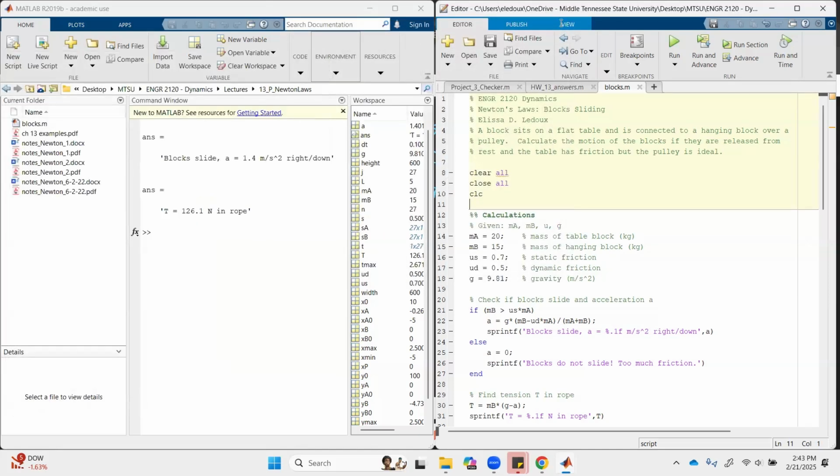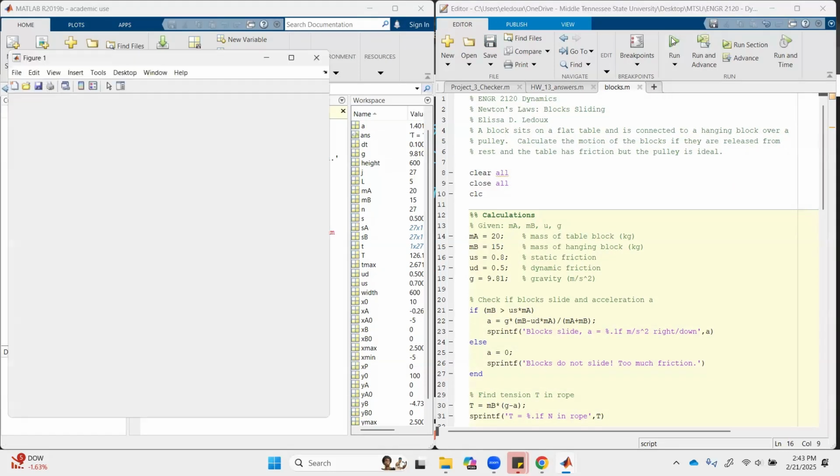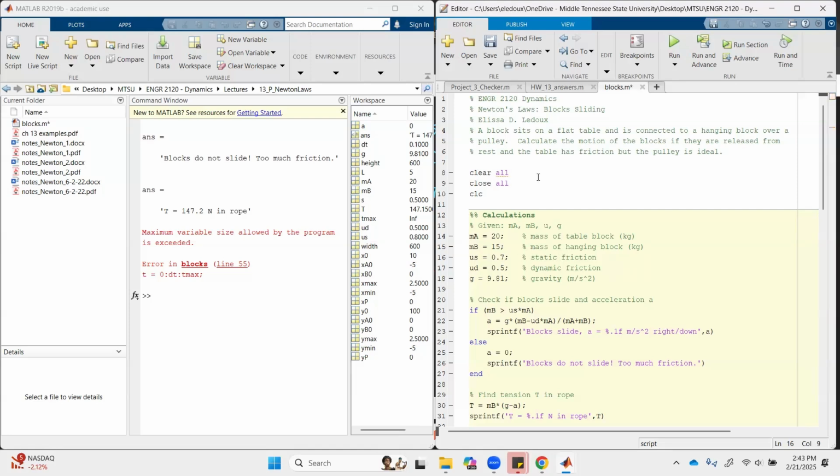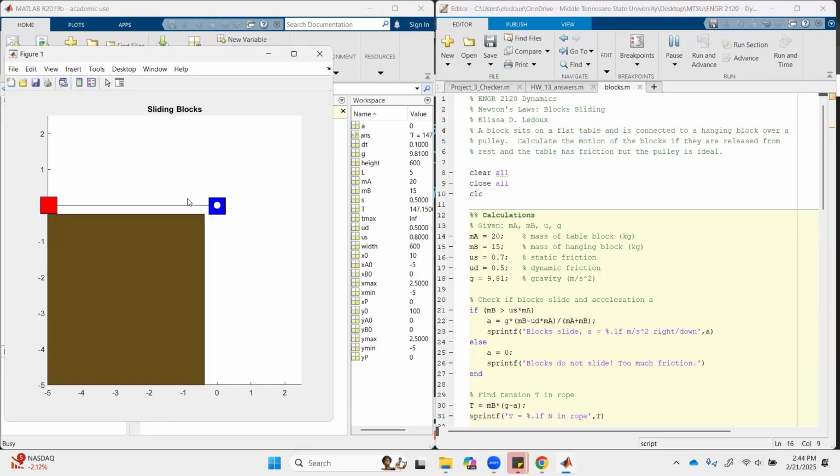And the benefit to doing this simulation here is, what if we could change something? So let's say, what if we make friction 0.8 and then we run this? Then we get an error there. Blocks do not slide, too much friction. So if you can program something like this, for the future at your job, if you need to do calculations like that, if you put it in a program, then you can very easily change those numbers and see what works and what doesn't, without having to put it all in your calculator over again.